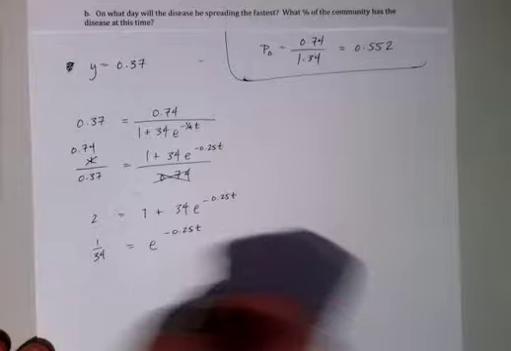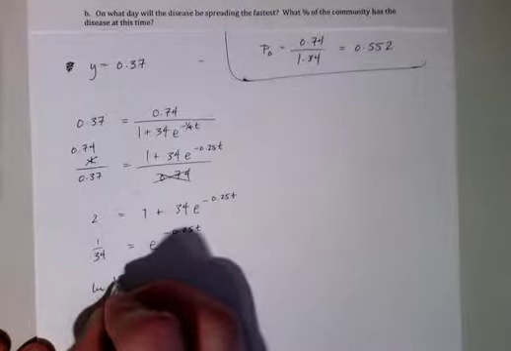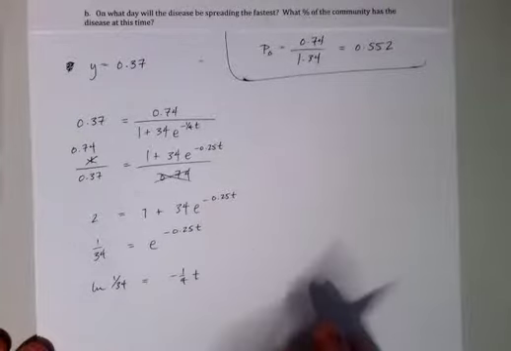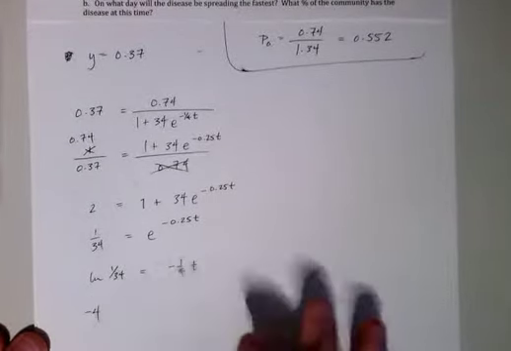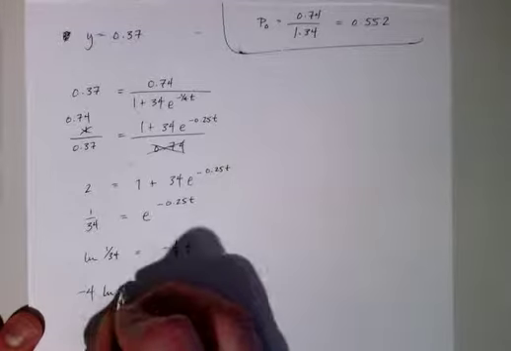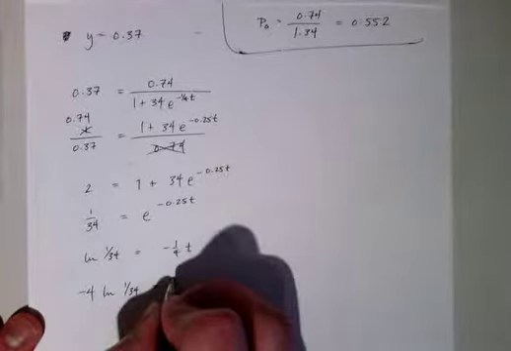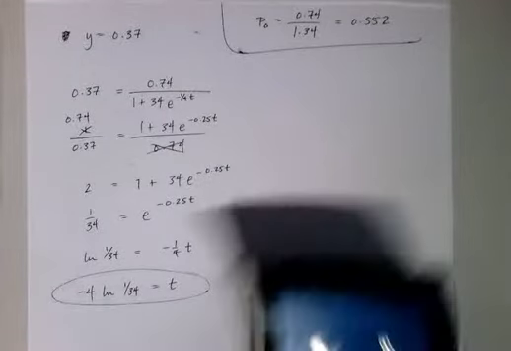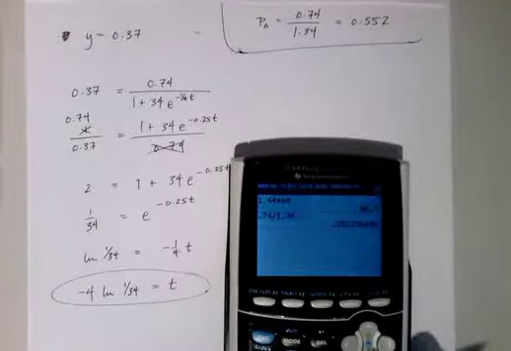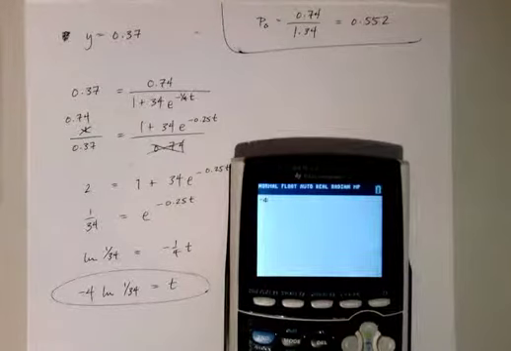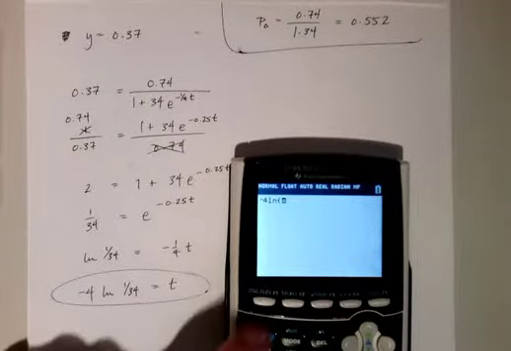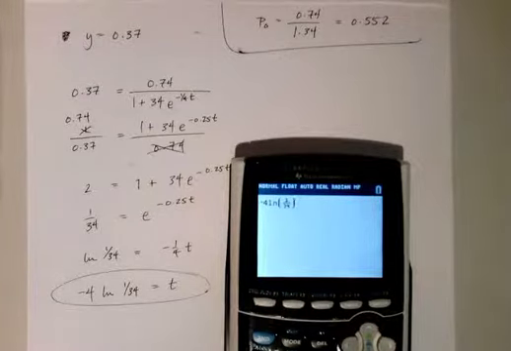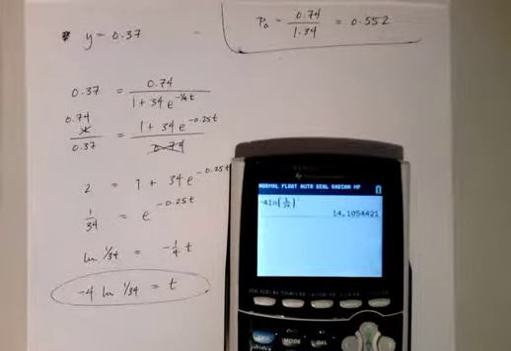Take the natural log of both sides, and you have natural log of 1 over 34 is equal to the negative 1/4 t, and so I get negative 4 natural log of 1 over 34 is equal to t. So that actually should be what we're looking for. So let's go ahead and use our trusty calculator. So we have negative 4 natural log, 1 over 34, and there we go, 14. Okay.